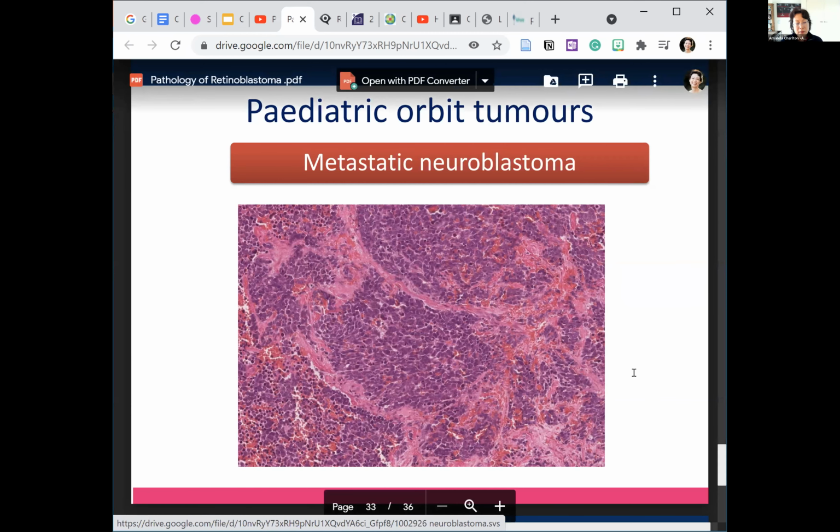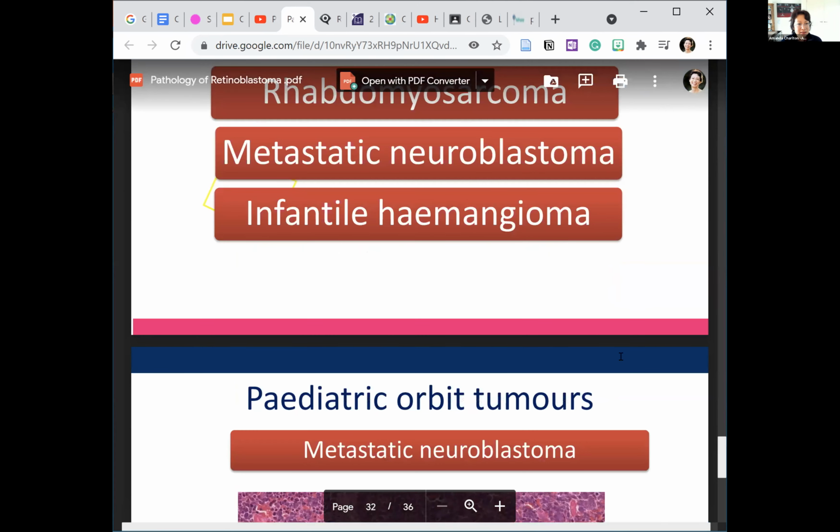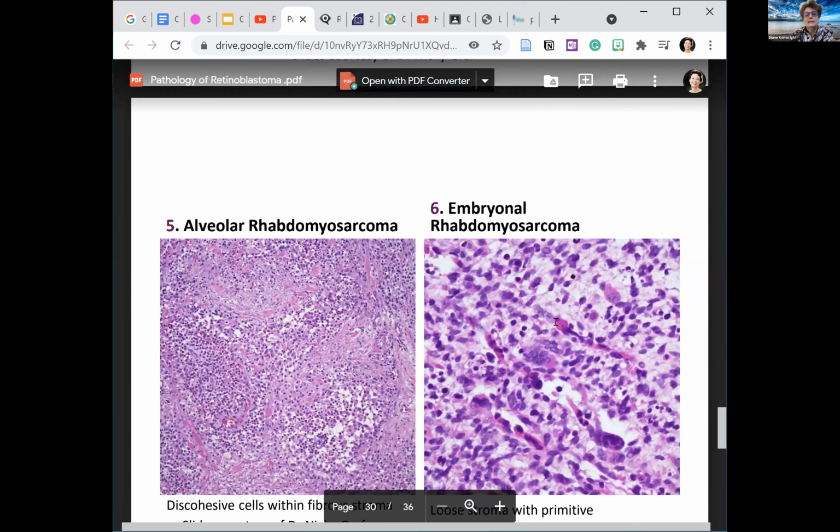Well, they're all small round blue cell tumors, aren't they, Diane? Yeah, they all look the same to me, Amanda. What does the team think? How can we tell the difference between that and these ones? So people are saying immunohistochemistry. I think I got it.